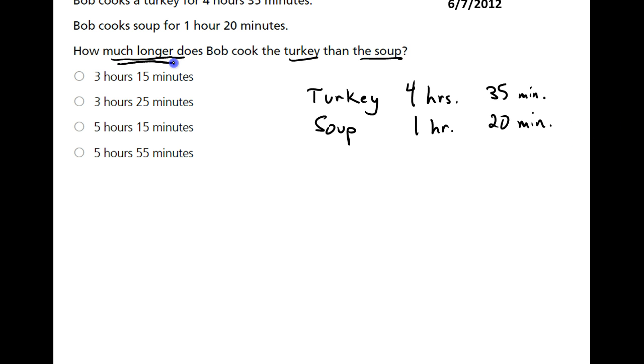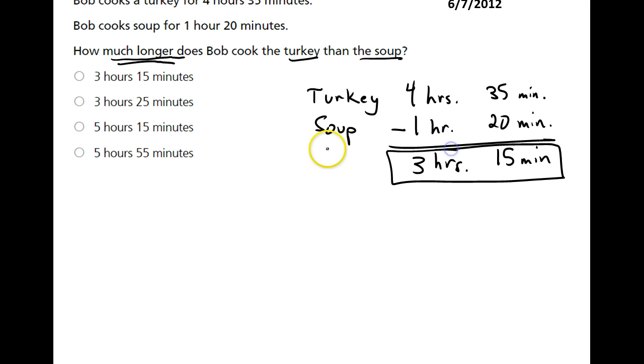How much longer would suggest that we need to subtract. If it said how much total did it take them to cook the soup and the turkey, the word "and" in there would mean that we would have to add. But this says how much longer does it take them to cook the turkey than the soup? And so we subtract. Subtract the minutes first. 35 minus 20, it's big enough so you can subtract, you don't have to borrow. 15 minutes, and then 4 minus 1, we have 3 hours. And so the answer is 3 hours and 15 minutes.